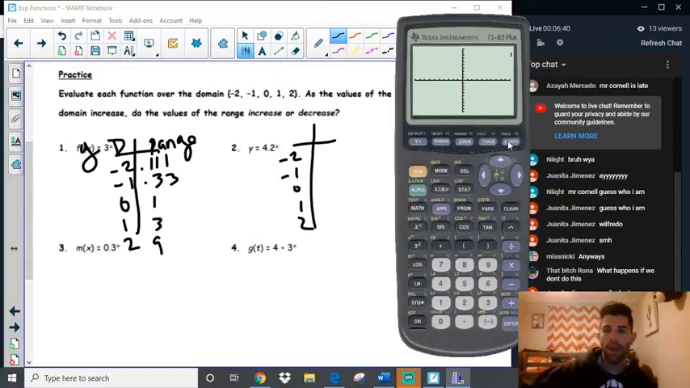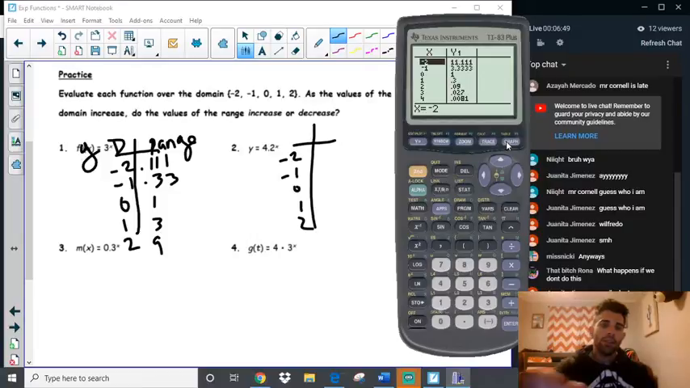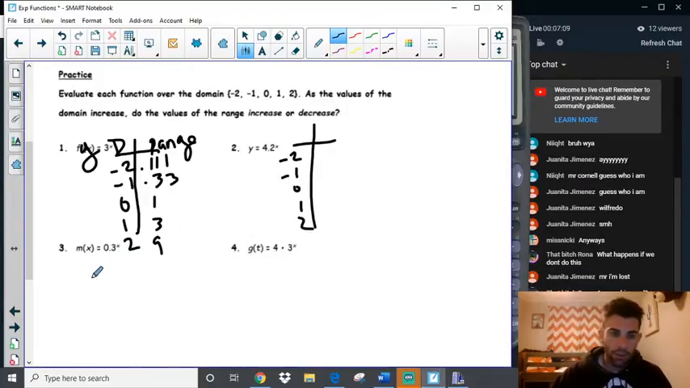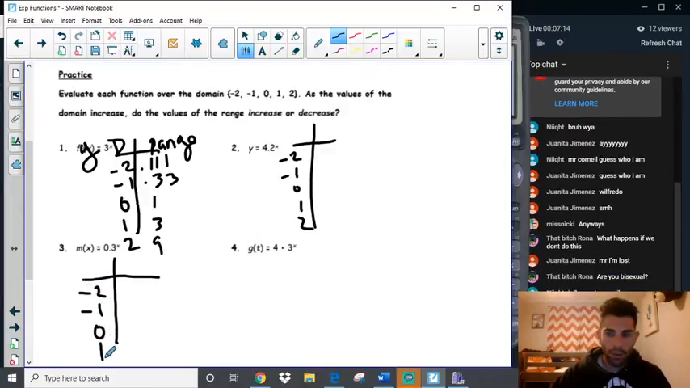Graph. I'll show you all right now. There's our decay. I can go to the table. So if you look here, this is the question. Okay, evaluate each function over the domain. So what they're telling you is I want you to use the domain -2, -1, 0, 1, 2.